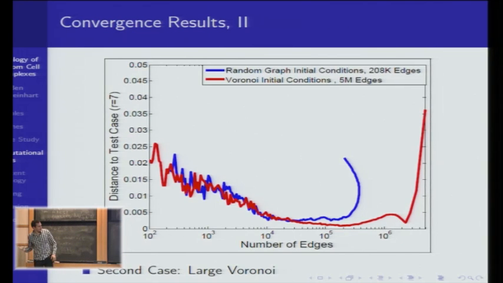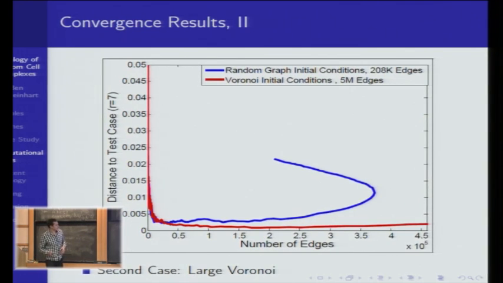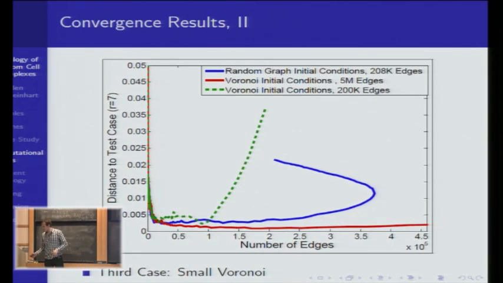OK, so yeah. Here, that's just the plot I showed you before, number of edges versus distance to the test case, where the beginning is just way far off to the right. OK, so to show that we're not getting something trivial here, here's a smaller Voronoi initial condition. And as you can see, the distance to the test case does decrease very rapidly at the beginning. But with this size of initial conditions, there's a bigger gap between it and the test case.